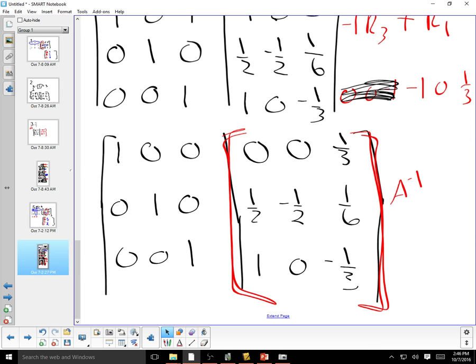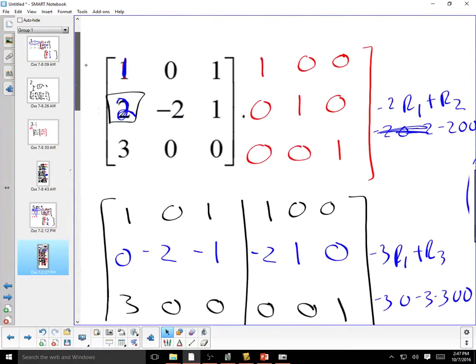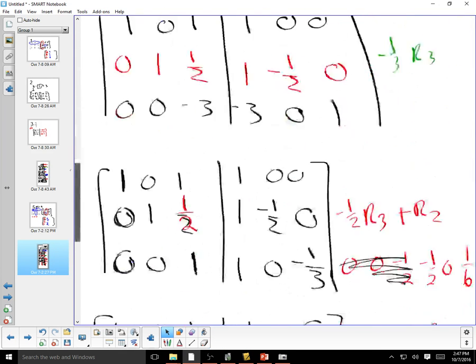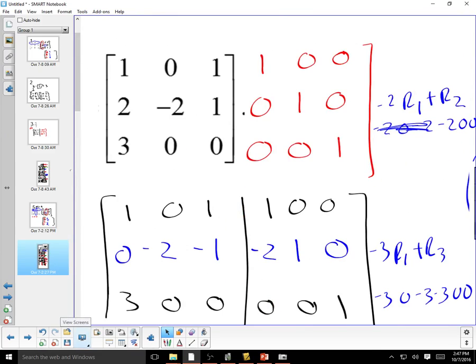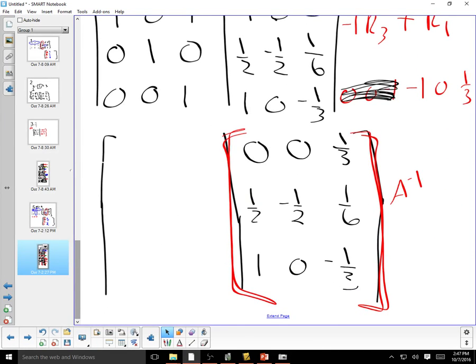So, I'm going to get rid of this, cool? Because I know what that looks like. What was the original matrix? 1, 0, 1, 2, negative. Let me erase all this. Does anybody have this written down already? So I can just write it over here? All right, cool. What is it? What's the original matrix? 1, 0, 1?